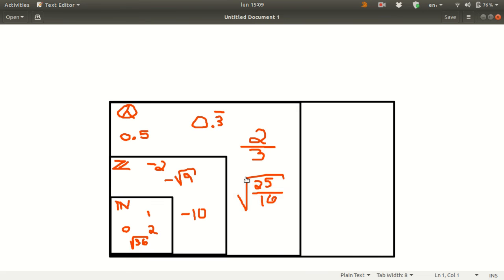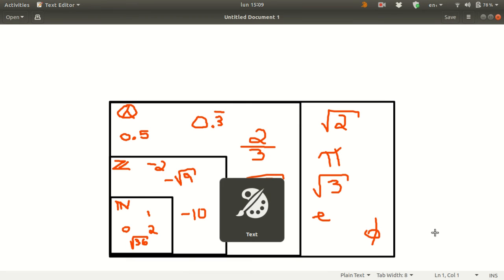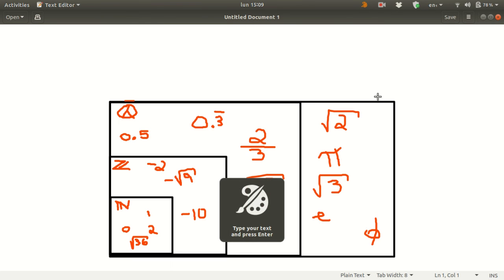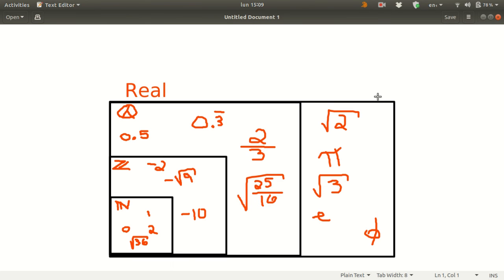And now we have a new set that contains the numbers that we just talked about, the irrational numbers. Notice that the irrational numbers don't contain any of the other sets. They're completely separate from the rational numbers. Together, the rational numbers and the irrational numbers make up the set of real numbers.